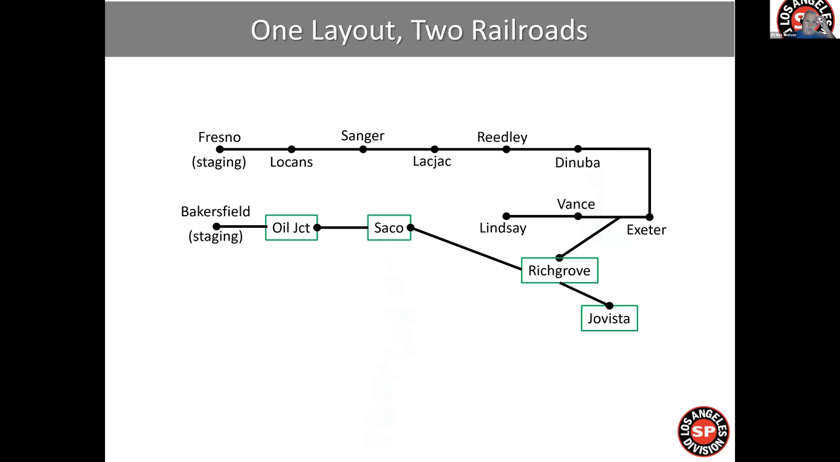A look at the new railroad, or the newer version of the Exeter branch as it goes. Everything that you can see in black is served by only the SP. Everything with the green box on it is served by both the SP and the Santa Fe. So now I've got to accommodate two railroads as part of that process. So I ended up making some additional waybill changes.